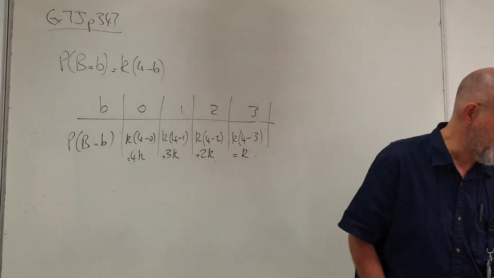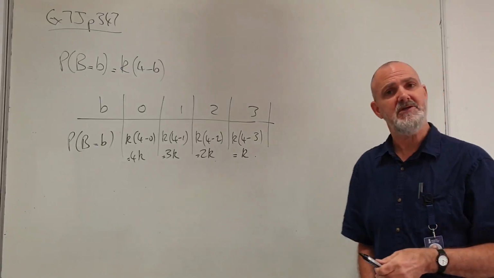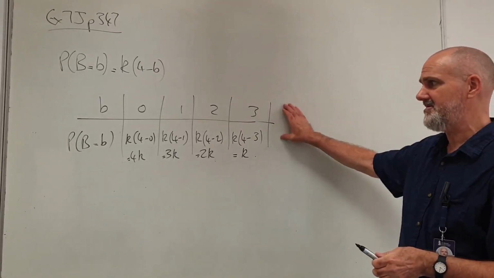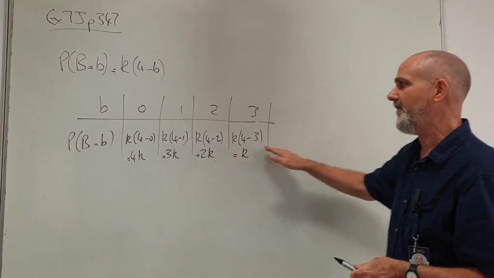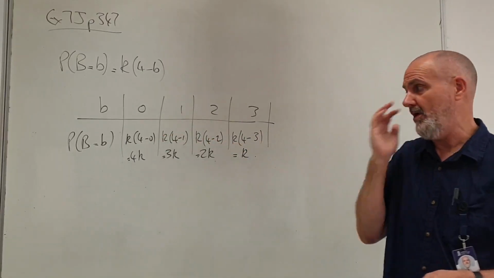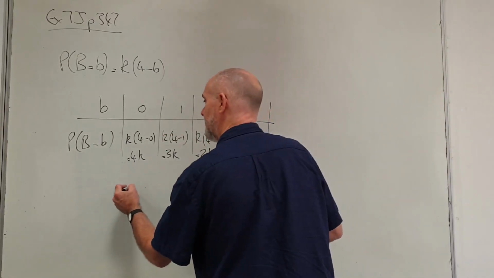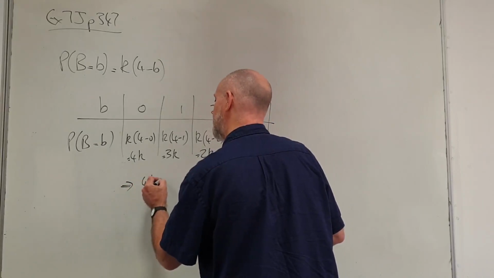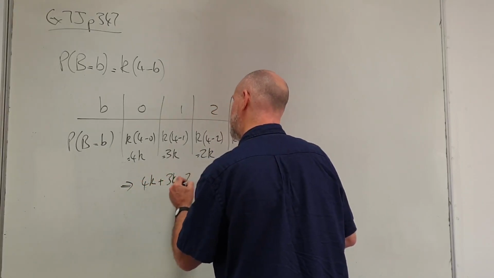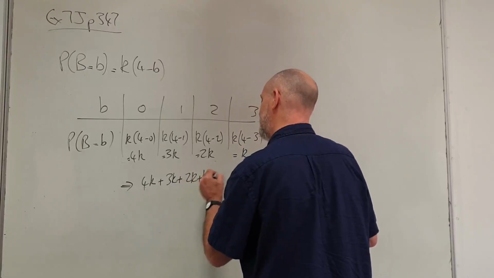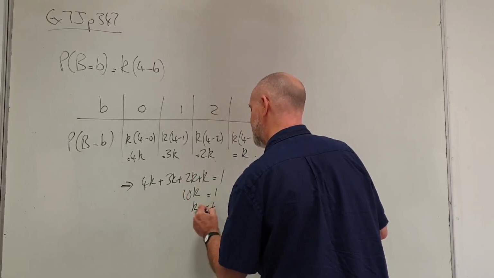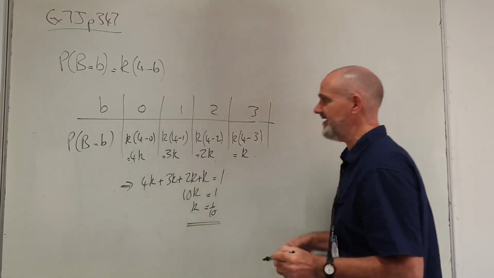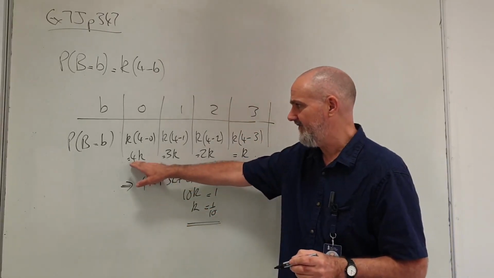One of the things that should come to your mind as soon as you see a discrete probability distribution is that all the probabilities must add up to 1. So straight away we can say, this implies 4K plus 3K plus 2K plus K equals 1, 10K equals 1, K equals a tenth. Now when you get to that stage, we can say this must be 4 times a tenth.